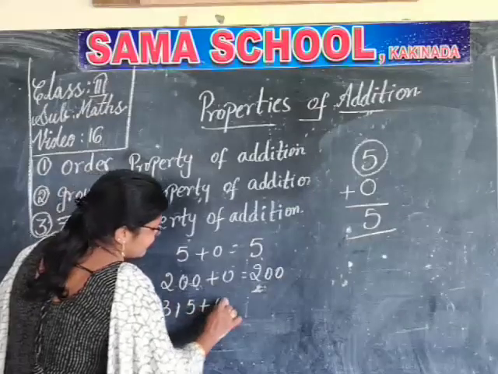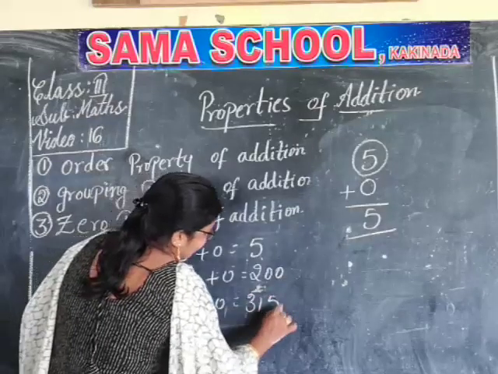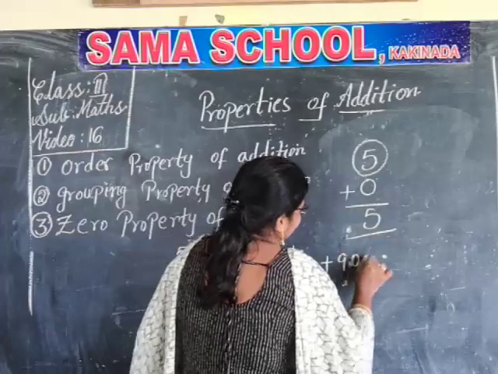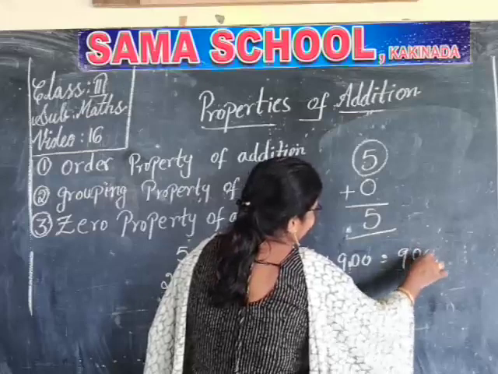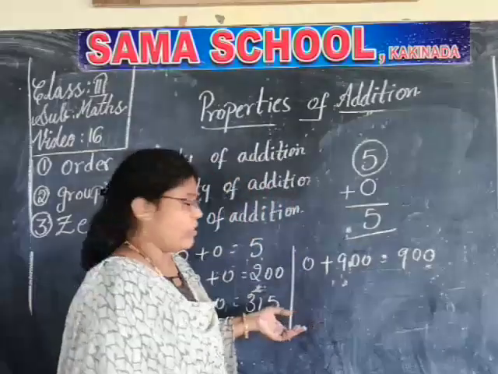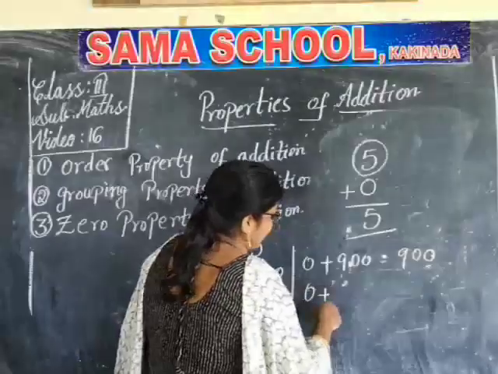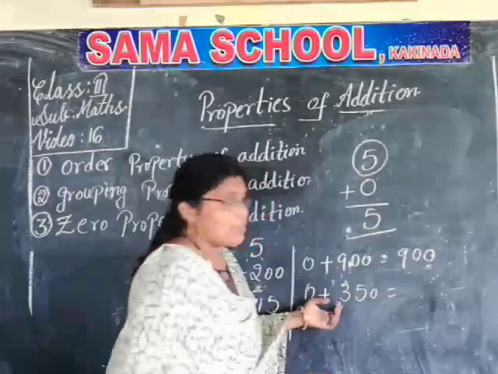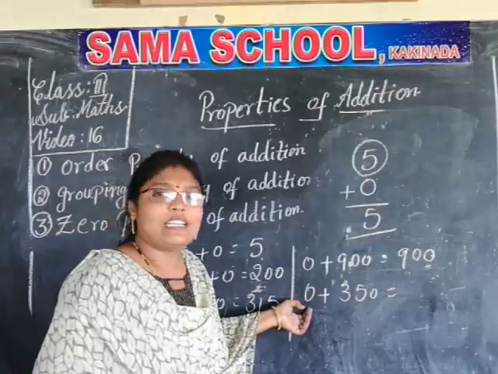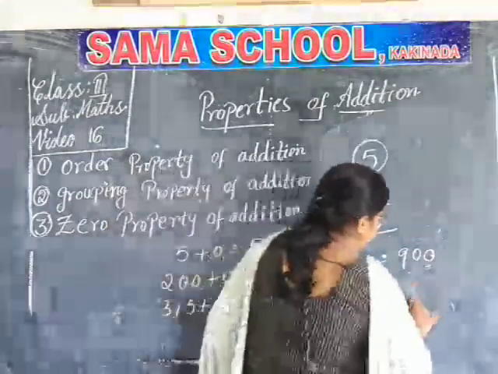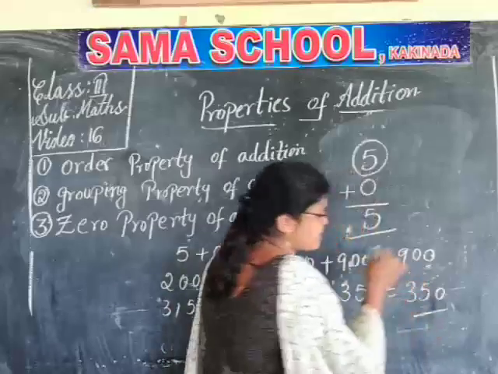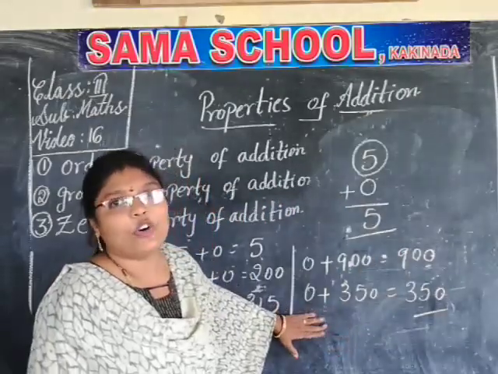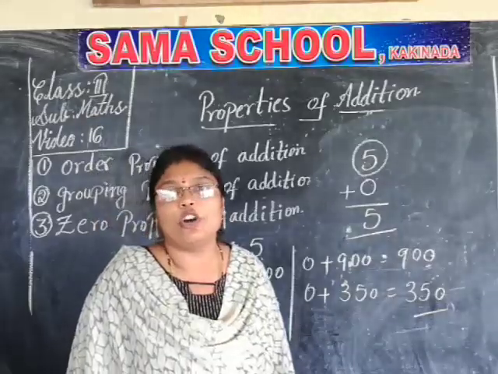315 plus 0 is 315, or 0 plus 900. What is 0 plus 900? 900. 0 plus 350. What will be the answer if you add 0? The answer will be the number itself, that is 350. This property is called zero property of addition.